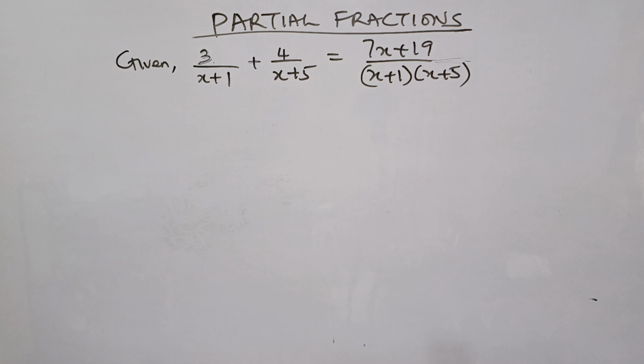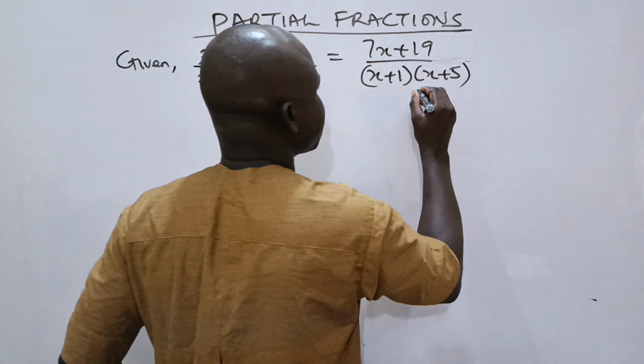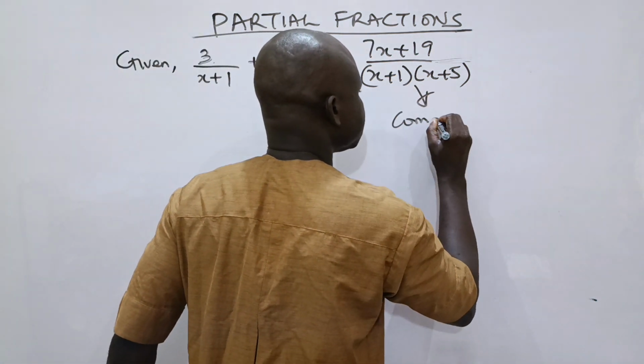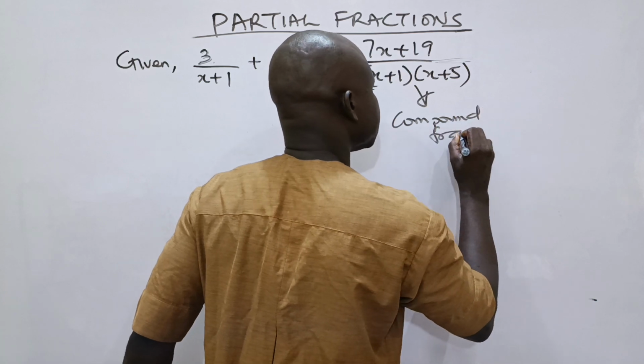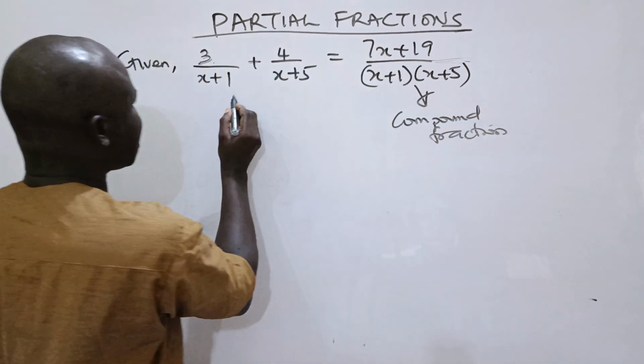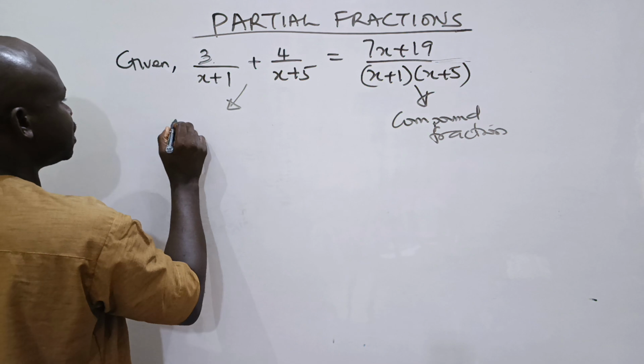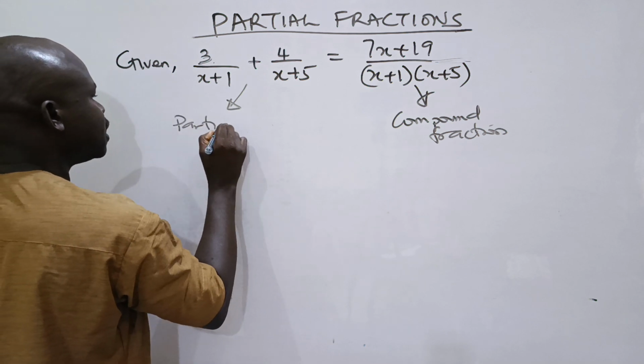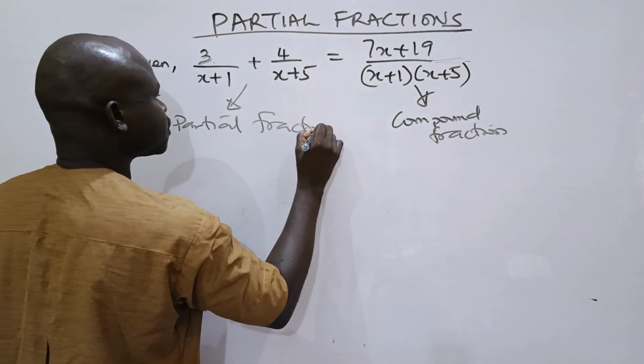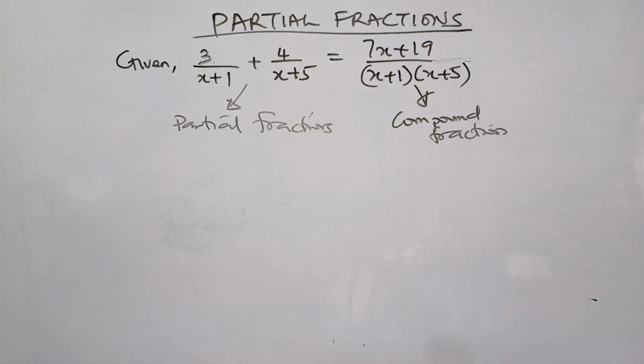So the fraction on the right hand side is called the compound fraction. Its partial fractions are the ones on the left hand side. So when we have a compound fraction, we can be asked to resolve it to its partial fractions.